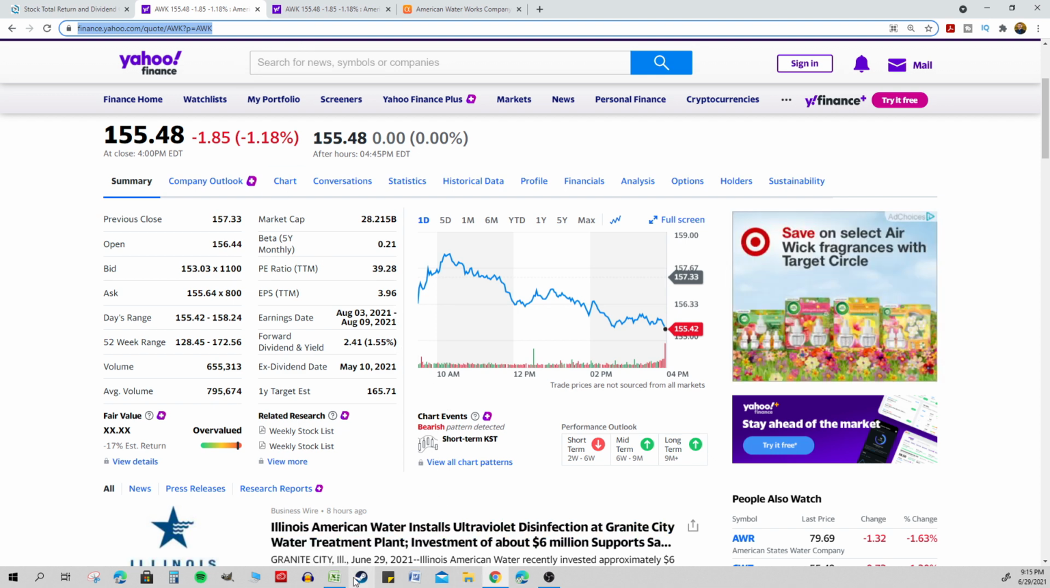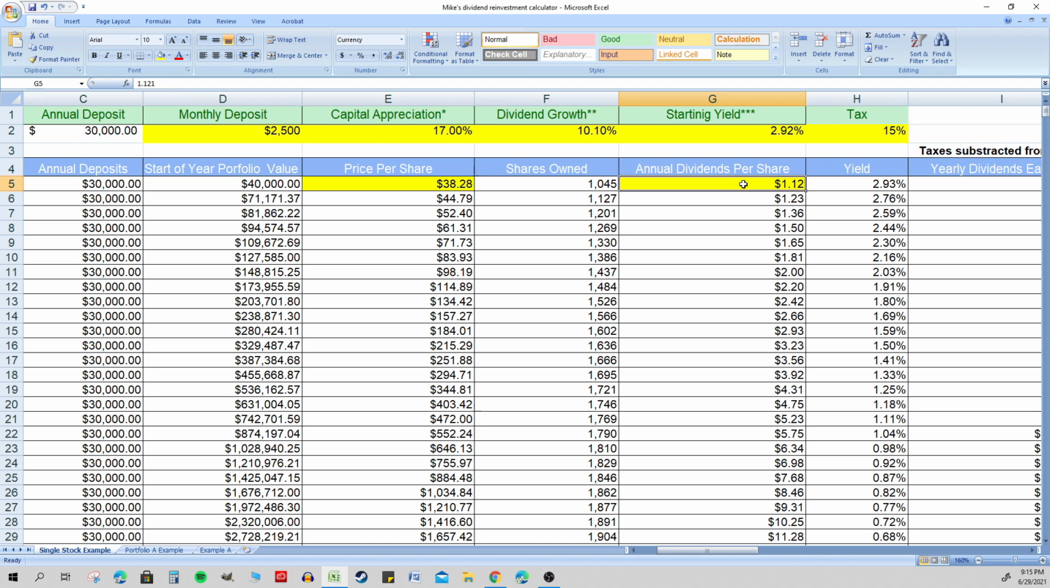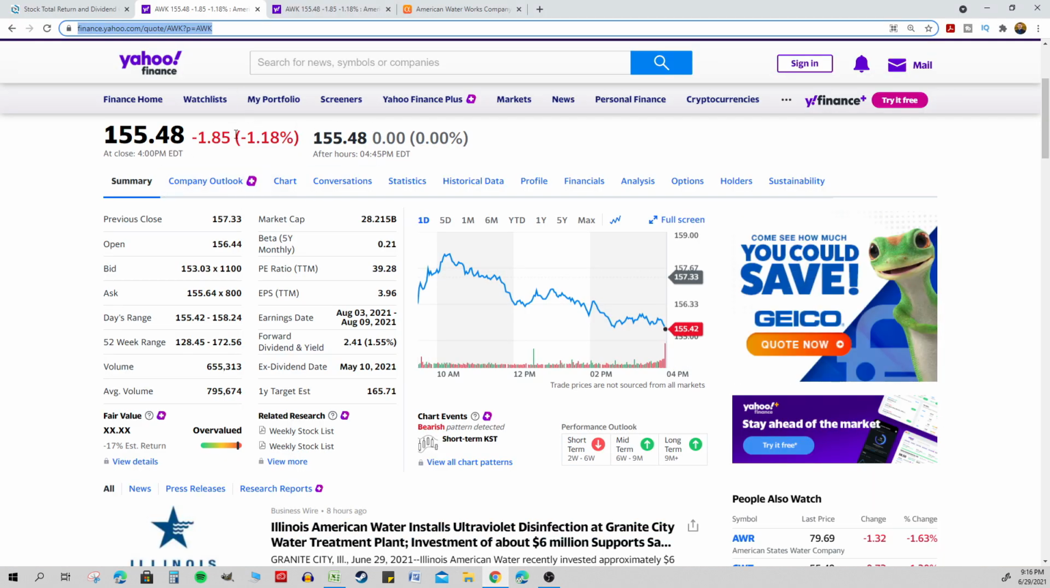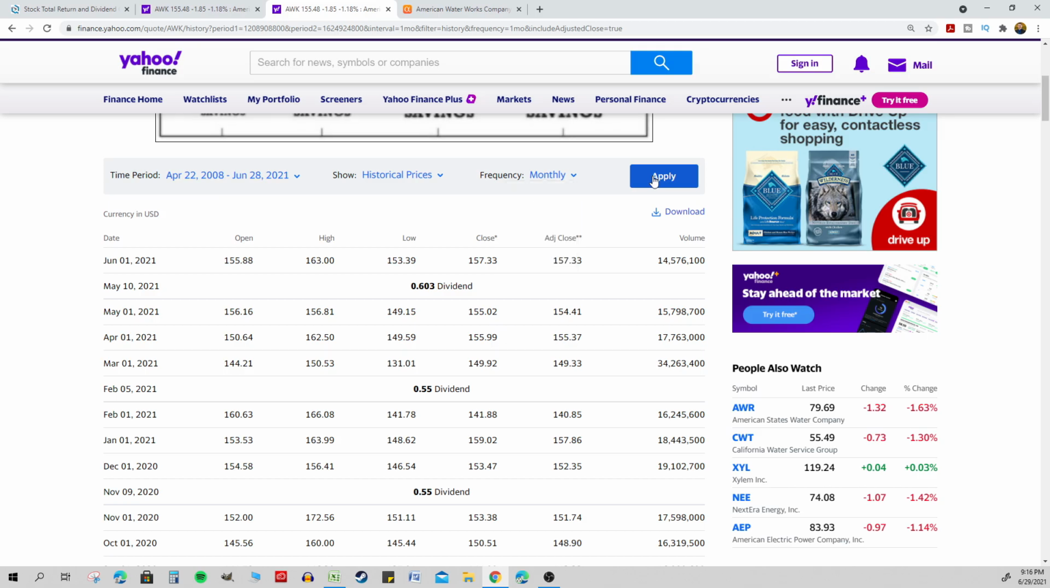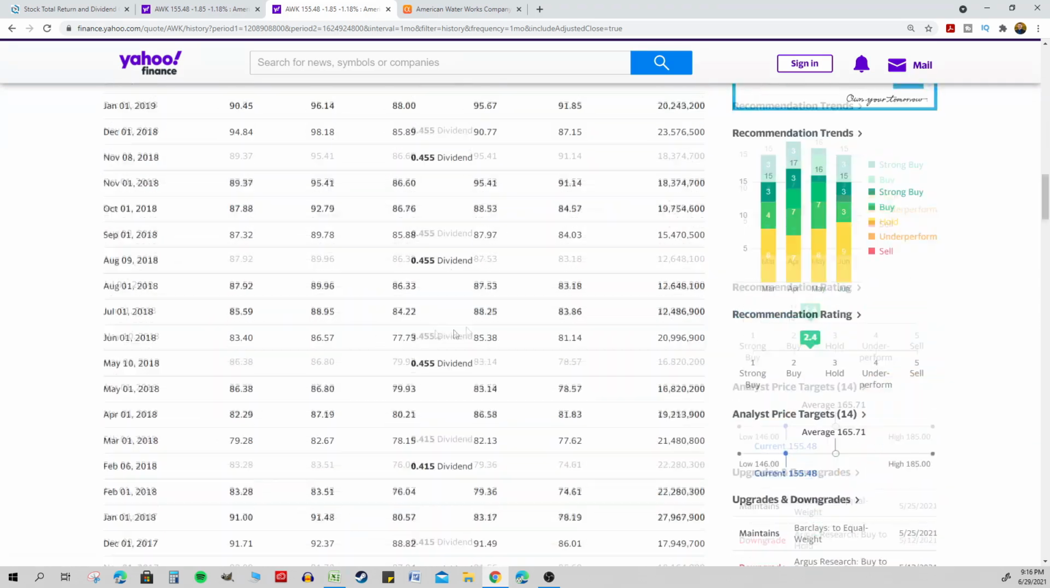And you would just place that $2.41 right here. Now, the reason mine says $1.12 in the example is because I wanted to mathematically prove that this spreadsheet was working. So I went to the historical price history, back to 2013, to make sure everything was computing correctly. I went to Yahoo Finance, to the American Water Works summary page, and then to historical data. In historical data, I was able to go back to 2013.